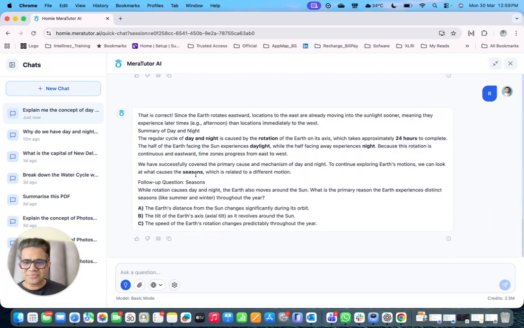So now we have successfully covered the primary cause and mechanism of day and night. To continue exploring Earth's motions, we can look into what causes the seasons, which is related to a different motion. So I guess with the revolution, there is a follow-up question, seasons. I'll just stop here in the interest of time so the video doesn't get any longer.